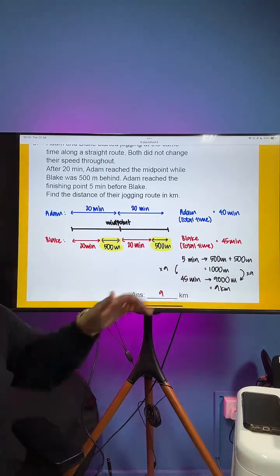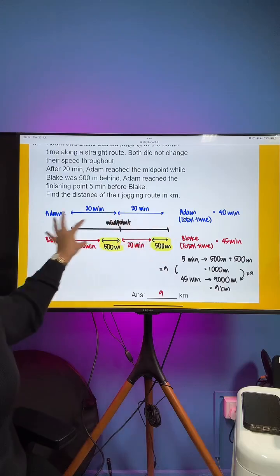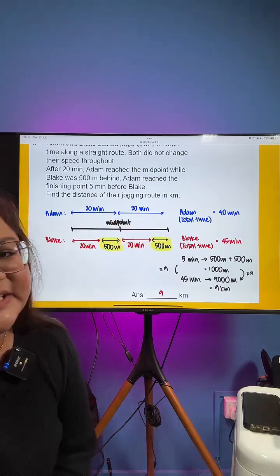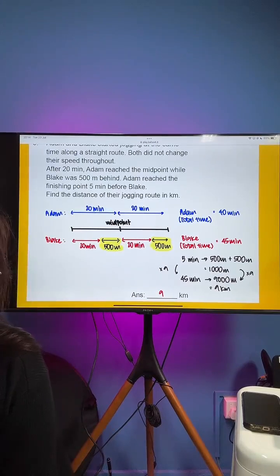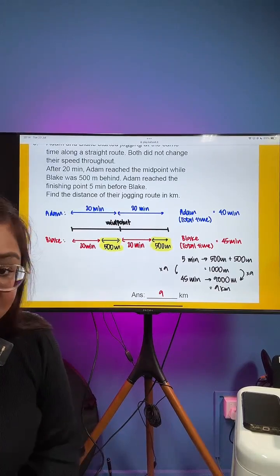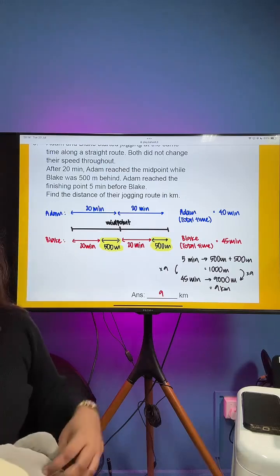Okay? So once you draw this, it actually becomes very clear, isn't it? You don't even need their speeds, right? For now, no dear, we don't do foundation math on TikTok. Not for now, okay?